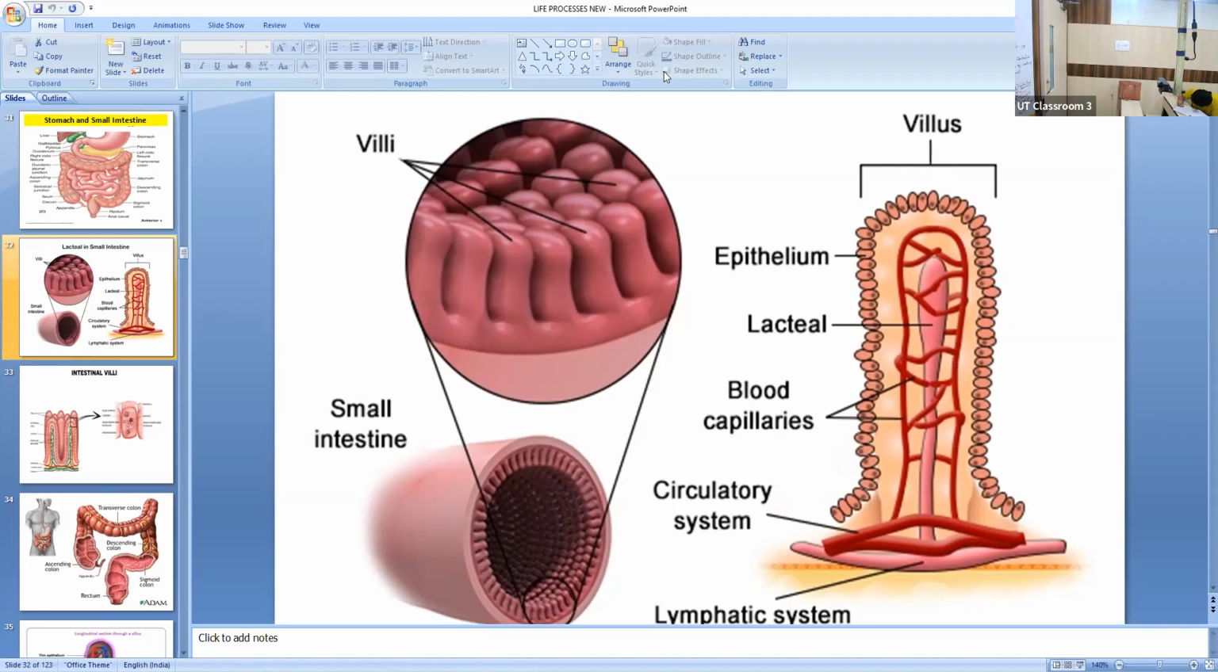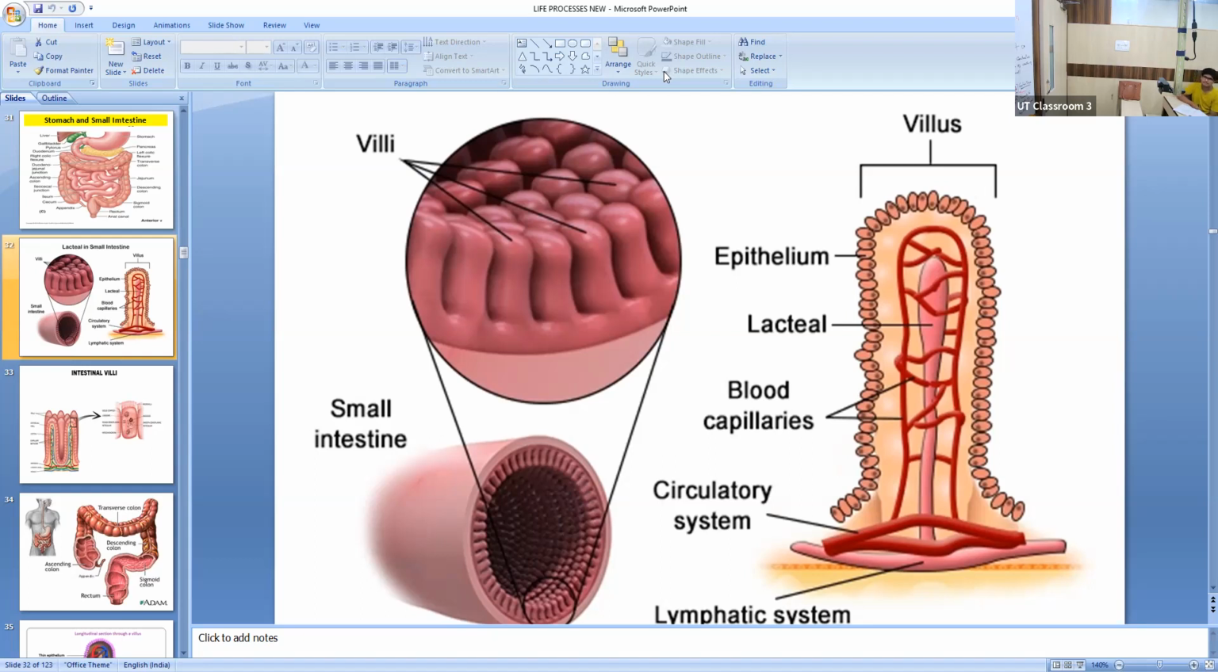Now, what I'm going to write is three special features of the ileum. Number one, the first feature that we are going to write is, try to understand, and then you will write it on your own. The ileum has numerous finger-like projections known as villi, which increase the surface area. So that's the first part that you write.